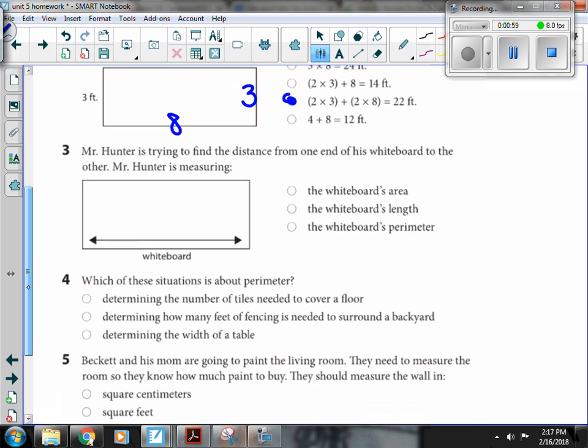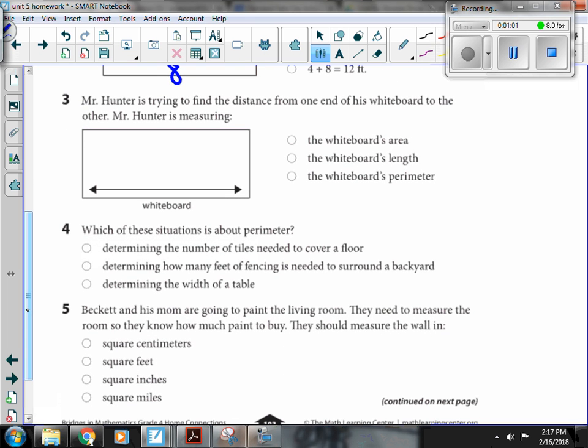Number 3. Mr. Hunter is trying to find the distance from one side of his whiteboard to the other. Mr. Hunter is measuring. Do I want the area, the length, or the perimeter? If I'm only measuring one side, if I'm starting here and measuring here, then we're just measuring the length. If he was measuring all the way around, it would be perimeter. And if he was measuring the inside, it would be the area. But just the one side is the length.